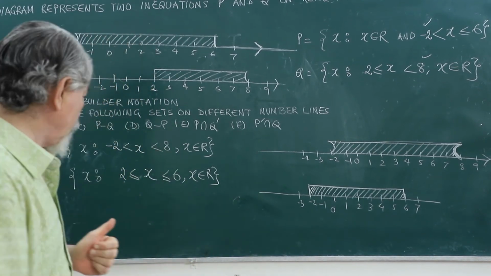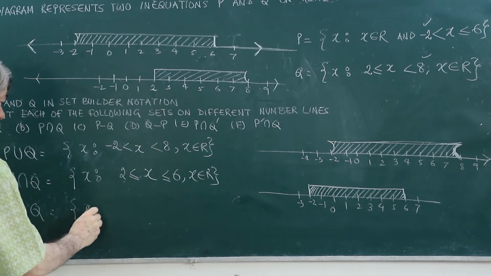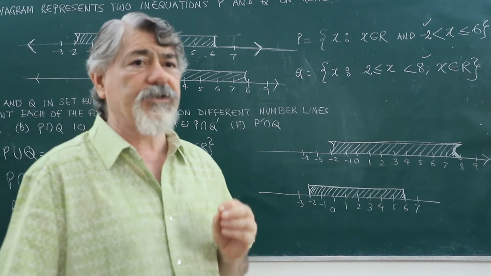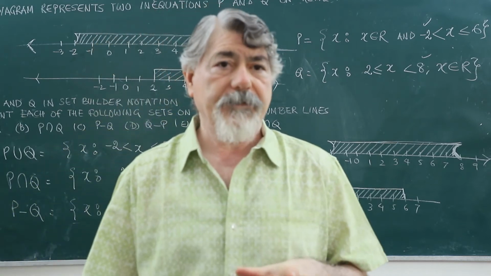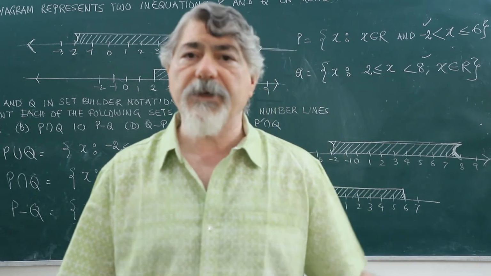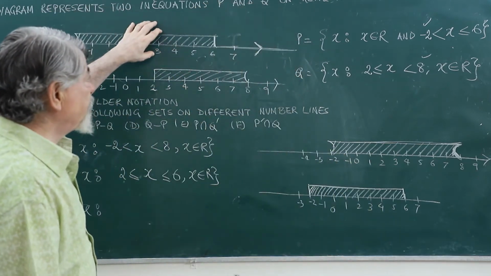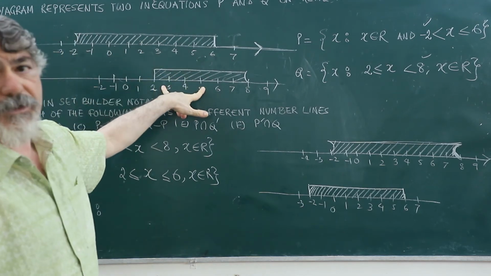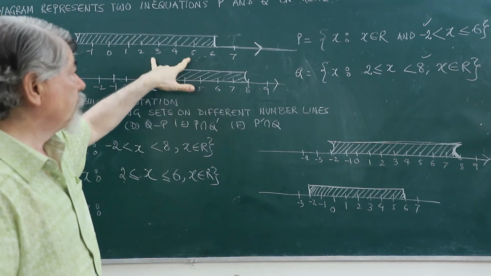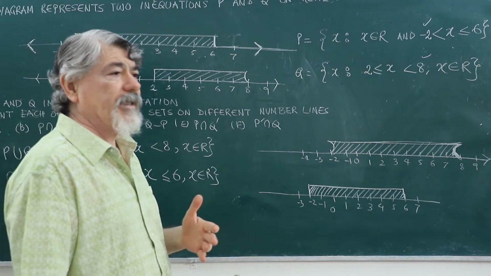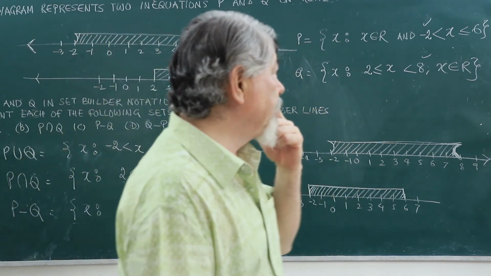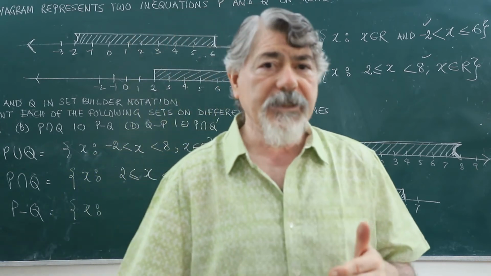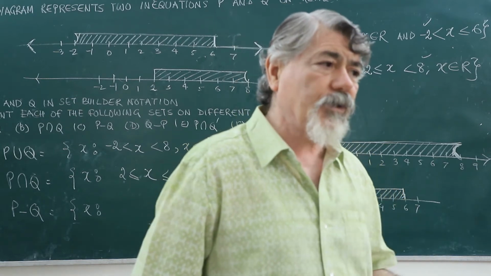P minus Q. When I talk of P minus Q, P minus Q means the elements of only P. When I say only P, that means those elements don't belong to Q. Because there are some elements of P which belong to Q also. If you look here, from 2 to 6, the elements belong to Q also. P also, Q also. But we are taking P minus Q, that means from P you take out the elements of Q. From P you take out the elements of Q, that means these are the only elements which belong to P and not to Q.